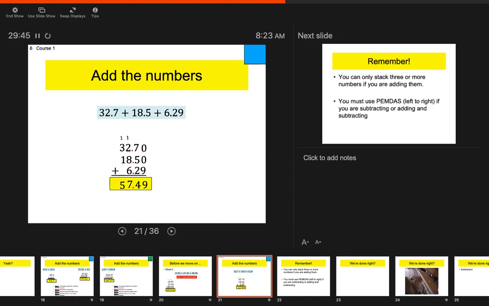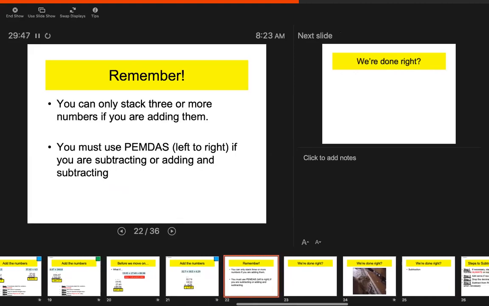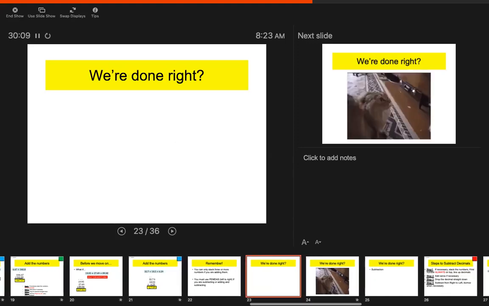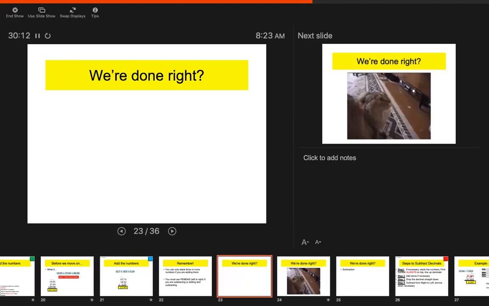Yes? Okay. You can only stack numbers if you're adding, or stack 3 or more numbers if you're adding. If you're subtracting, you can't do this. If you have a combination of addition and subtraction, you must use PEMDAS. If all you have is subtraction, you must do PEMDAS. But if all you're doing is adding, then you can stack them. All right, we're done, right? No.